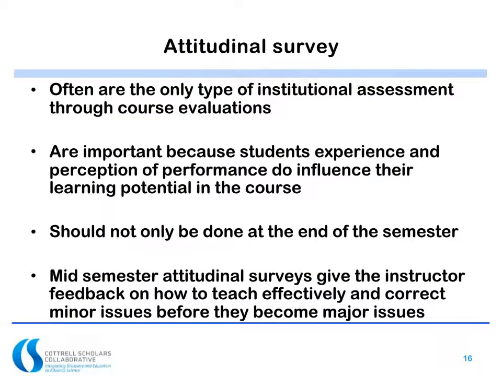Attitudinal surveys, typically called student evaluations, are usually only offered by the institution at the end of the semester. However, attitudinal surveys are most effective when offered several times throughout the semester. A few weeks into the semester, offer a mid-semester attitudinal survey. These provide the instructor feedback about minor issues before they become major issues. Attitudinal surveys are important because the student experiences influence their learning potential in the course. Thus, we encourage you to offer short attitudinal surveys at several instances throughout your course.